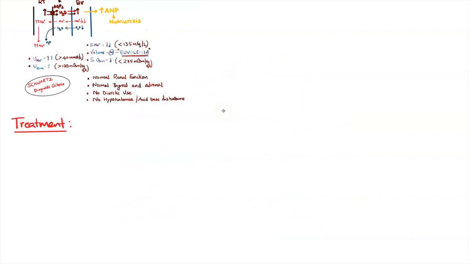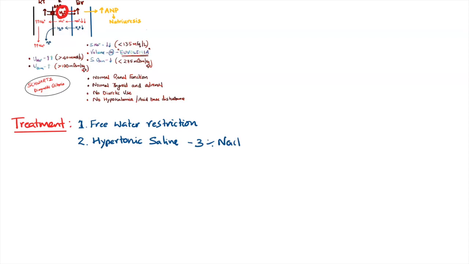Treatment of SIADH, as I mentioned, excess water is the main culprit, so the first treatment of choice is restriction of water intake. If they don't respond to this, hypertonic saline should be used. Commonly we use 3% NaCl. If they don't respond again, Vaptans, which are ADH receptor antagonists, can be used.